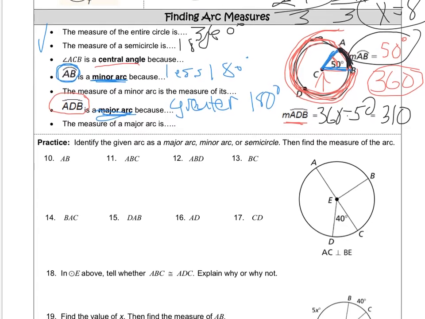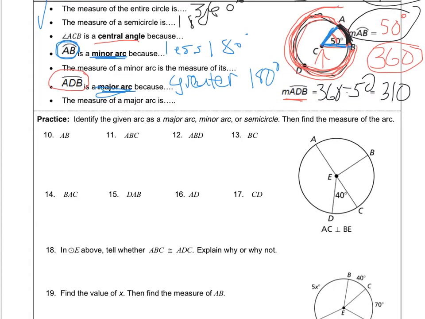Well, let's do some more of this again. So let's look at the practice here, 10 through 17. I'm going to do some of them, and then I'm going to give you some to do. They want you to do two things. They want you to identify or name the arcs. Is it a major arc? Is it a minor arc? Or is it a semicircle? Remember, for it to be a semicircle, it has to equal exactly 180. For it to be a minor arc, it has to be less than 180. And for it to be a major arc, it has to be greater than 180.